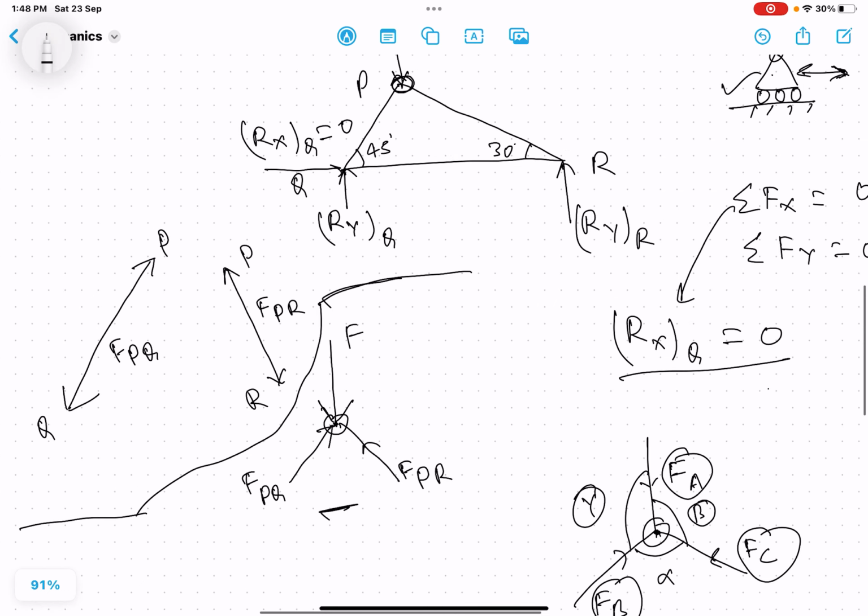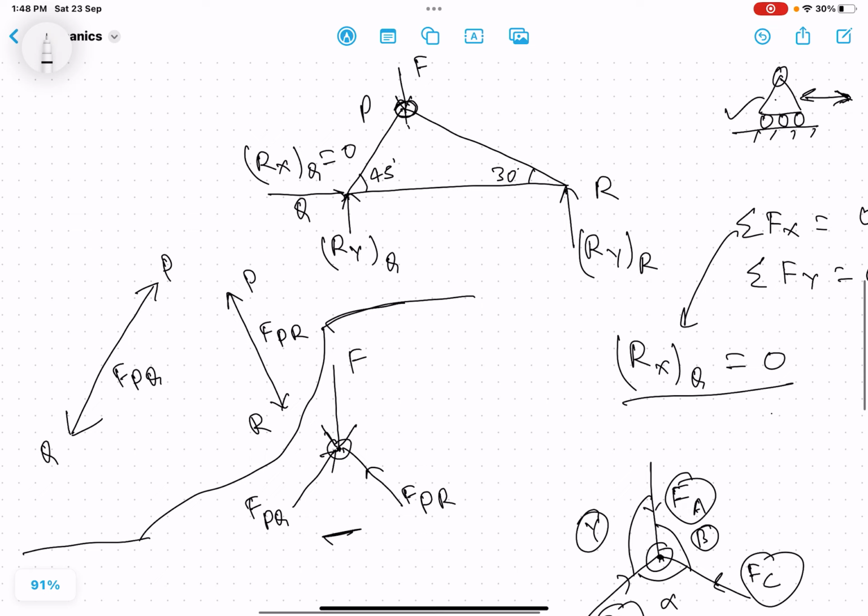As you can see, this angle is 45 degrees. We will drop a vertical line here. So in this triangle PQ, suppose we give the name A. This is 45 degrees, this is 90 degrees, so this will be 45 degrees. And in triangle PAR, this is 30 degrees, this is 90 degrees, so this is 60 degrees.